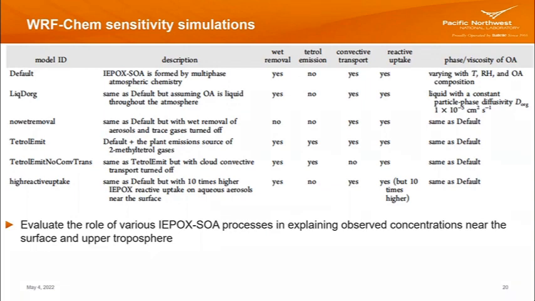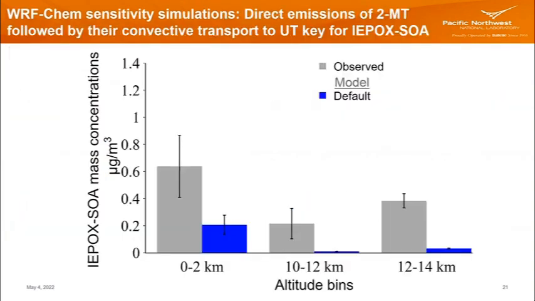One of them is, what if we treat the particles as liquid-like in the upper troposphere so that they still can retain particle water, and then the organic shell is still liquid-like. So can that explain IPOX SOA? And then there are other things where you emit the tetrals, where you turn off the deep convective transport, and another sensitivity was, what if I just increase the reactive uptake coefficient or the chemical kinetics in the inorganic core? So how does each of these sensitivity studies affect IPOX SOA concentrations?